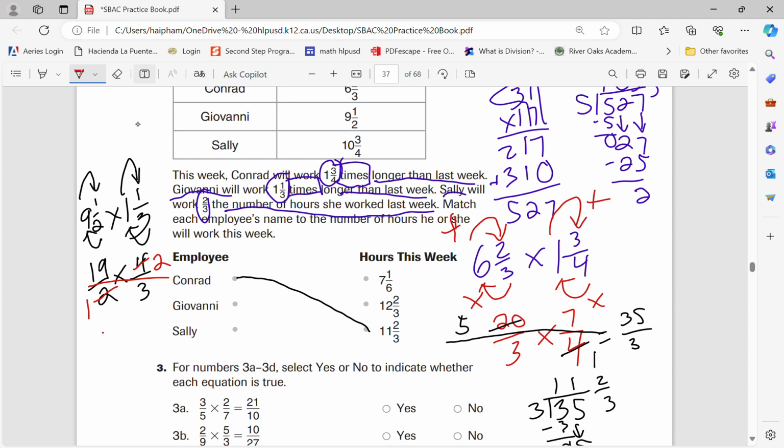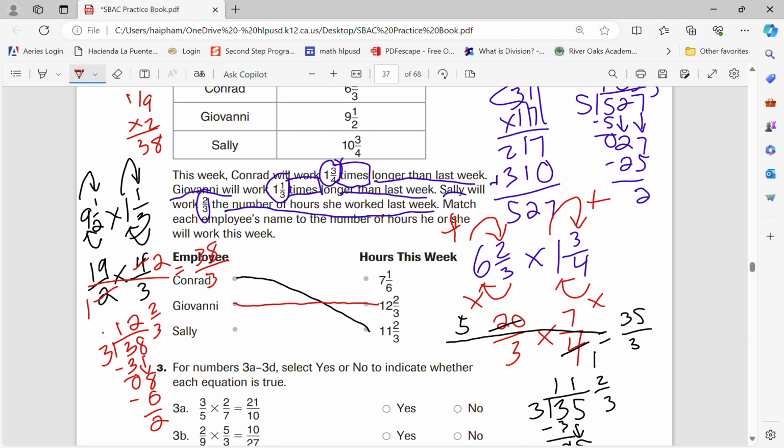19 times 2. 9 times 2 is 18. 2 times 1 is 2, plus 1 is 3. So that would give me 38 over 3. Now let's go ahead and rename that as a mixed number. 3 goes into 3 one time. Bring down your 8. 3 goes into 8 two times. 8 minus 6 will be 2. That's 12 and 2/3. We can go ahead and match that up over here.